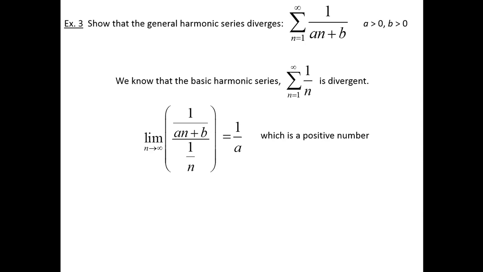So what does that tell us? Since 1 over n diverged, that means our new series, 1 over (an plus b), will also diverge. And this is by the limit comparison test.